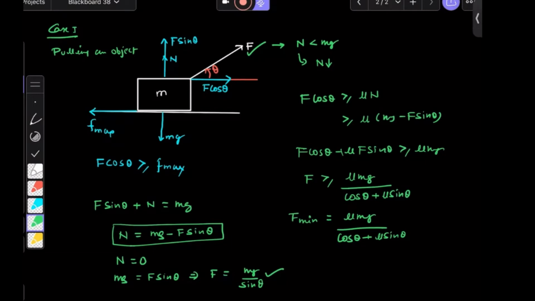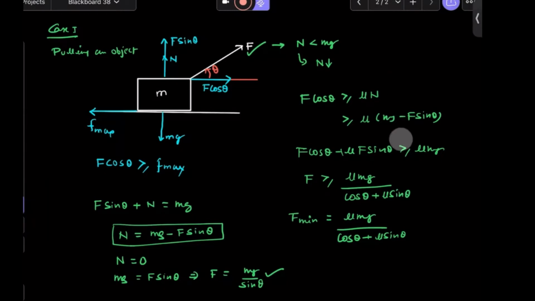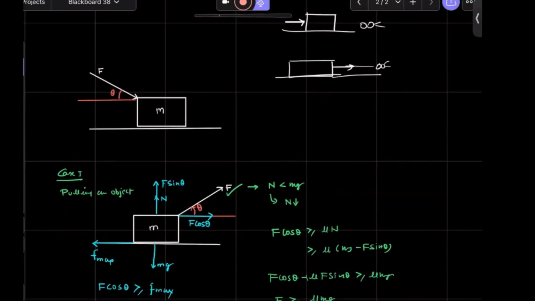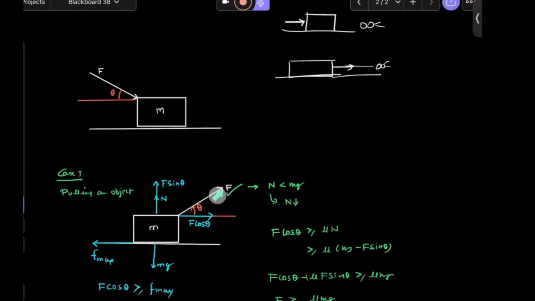See, I asked which is easier to do to drag an object on a surface. Is it easier to push an object or is it easier to pull an object? If I take the case, I'm going to pull an object with a force F at an angle theta from horizontal, or I am going to push an object with the same force F at an angle theta from horizontal, as shown here.